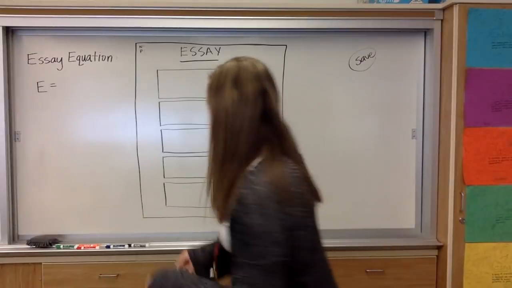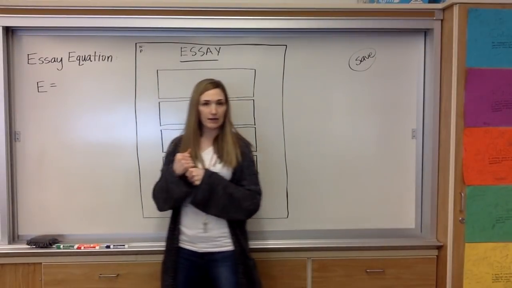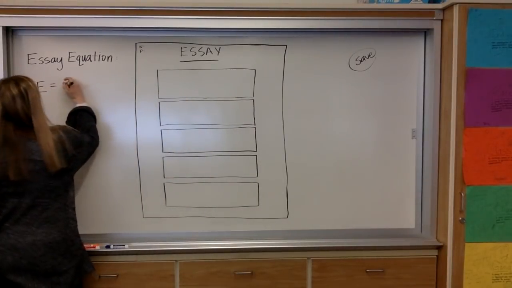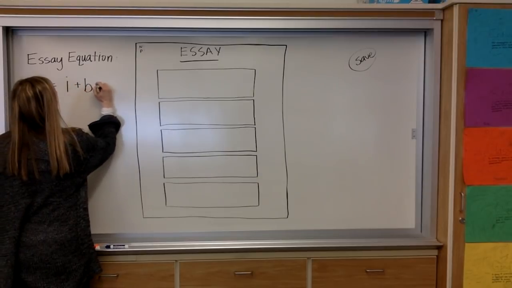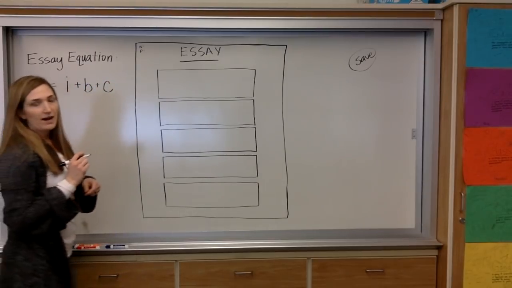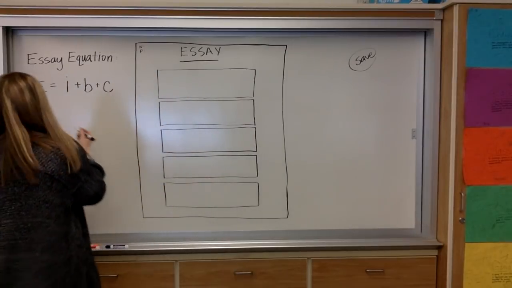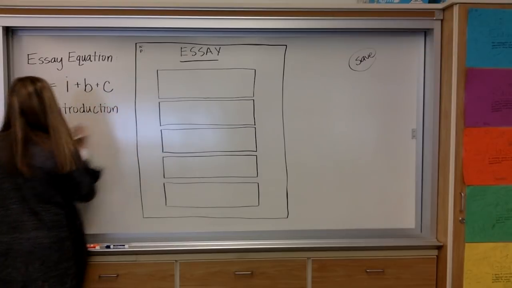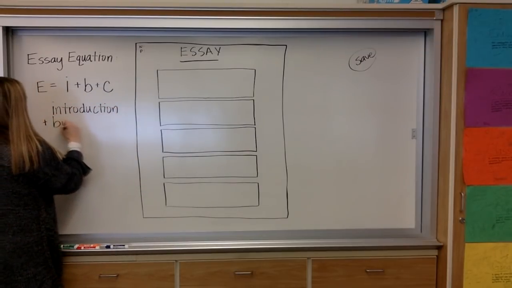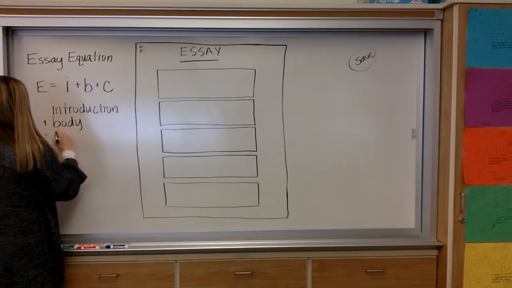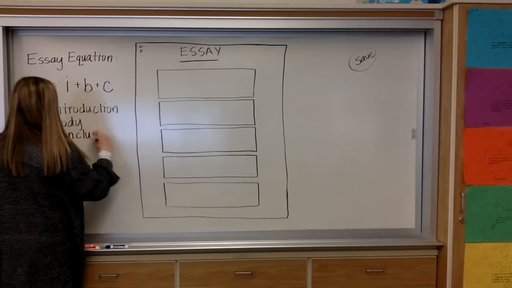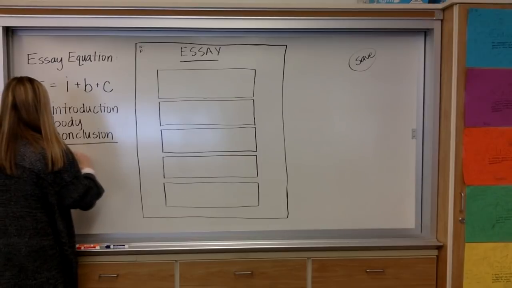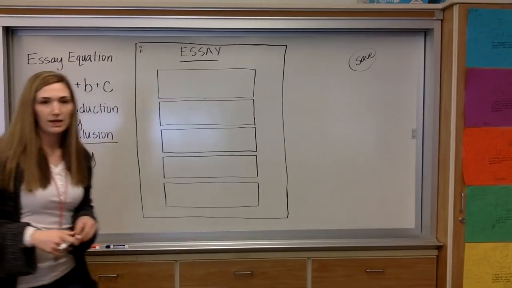So, an essay is really just like an equation. So, E for essay equals I plus B plus C. So the I in the equation stands for introduction. Plus B for body. Plus C for conclusion. You add all of those things together, and you have an essay.